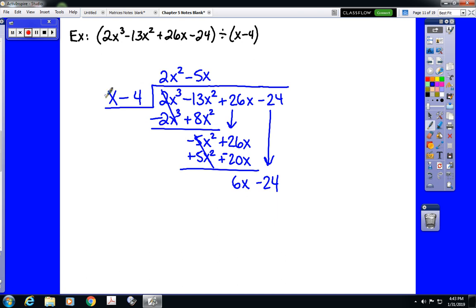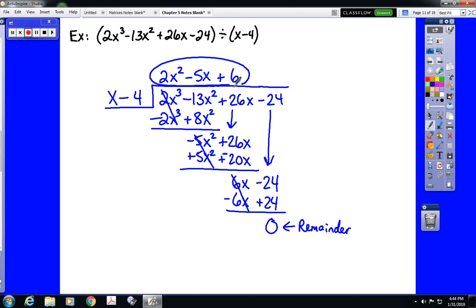What do I need to do to x to turn it into 6x? Well, I need to multiply by 6. 6 times x is 6x. 6 times negative 4 is negative 24. Draw the line, change both signs, add down. This last number, whatever that is, would be our remainder. However, there is no remainder because 0 is not something we have to deal with. So that's just a wrinkle we're going to have to deal with in a later example. Our solution then, our answer, our quotient, would be 2x squared minus 5x plus 6.